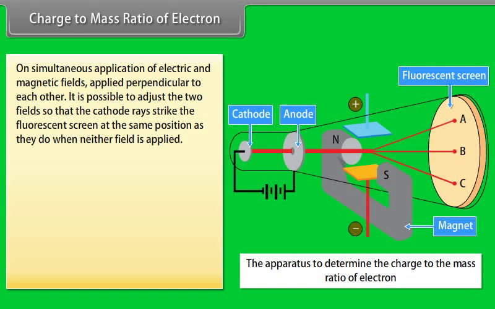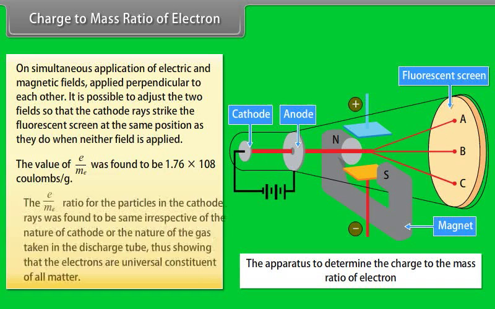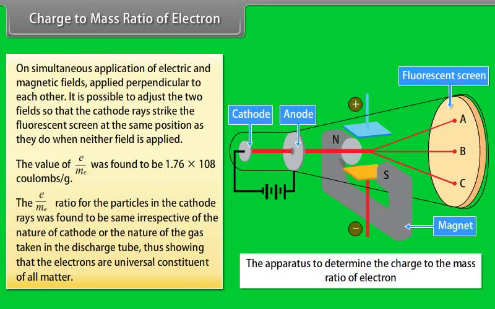Charge to mass ratio of electron. On simultaneous application of electric and magnetic fields applied perpendicular to each other, it is possible to adjust the two fields so that the cathode rays strike the fluorescent screen at the same position as they do when neither field is applied. The value of charge to mass ratio of the electrons was found to be 1.76 x 10^8 coulombs per gram. The e/m ratio for the particles in the cathode rays was found to be the same irrespective of the nature of the cathode or the nature of the gas taken in the discharge tube, thus showing that the electrons are a universal constituent of all matter.